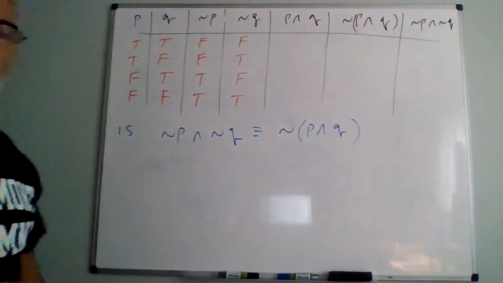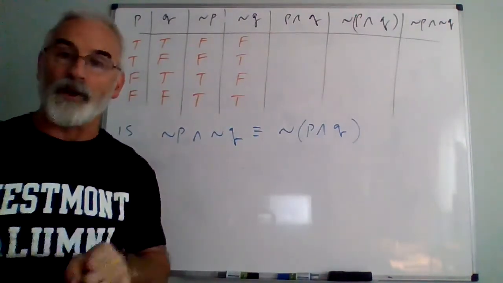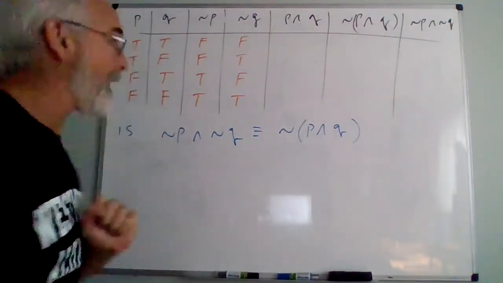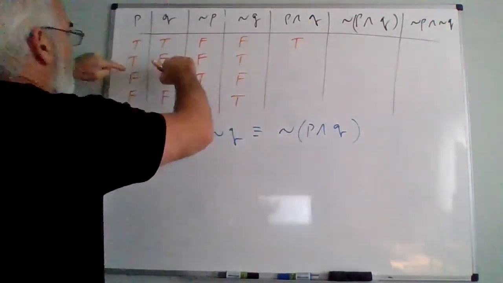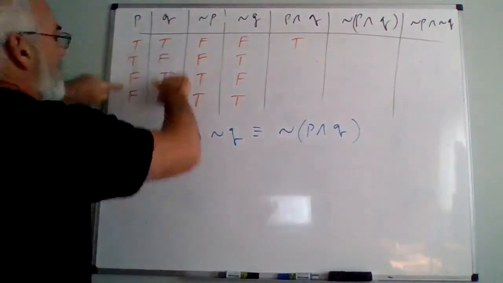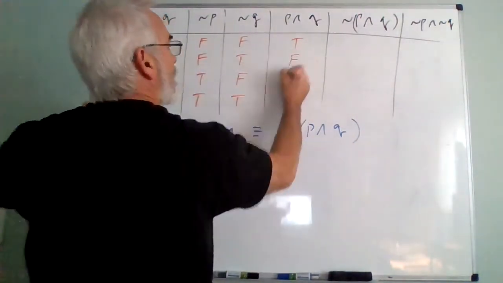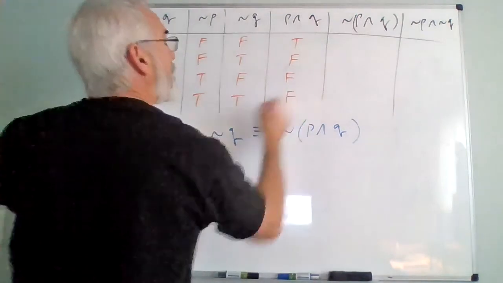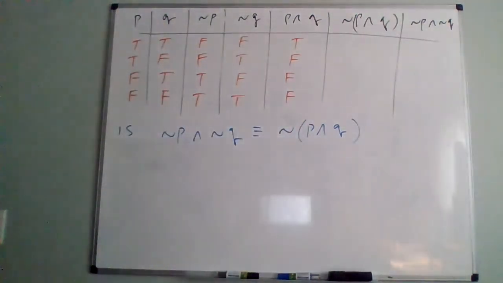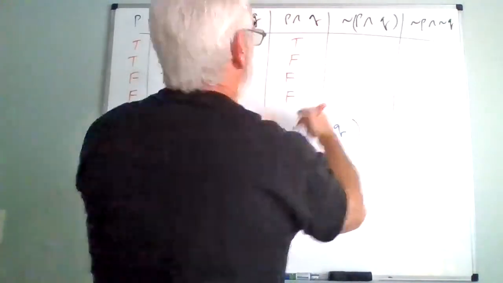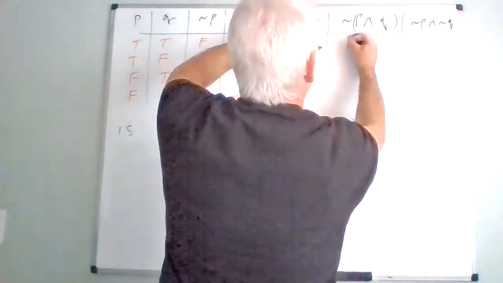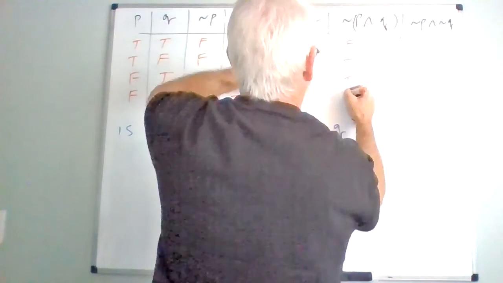P and Q, that means P and Q both must be true at the same time. That's true. But in all 3 of these cases, at least one of them is false. So each of these would be false. Because remember, for an and to be true, everything has to be true. So this is the only one where they're both true. Not P and Q. Well, that's P and Q, so not P and Q, that'd be false, true, true, true.